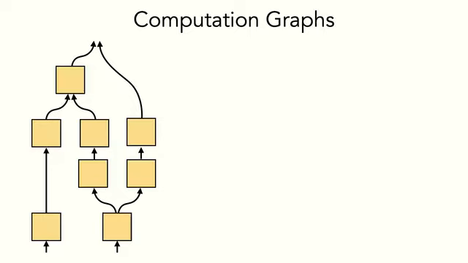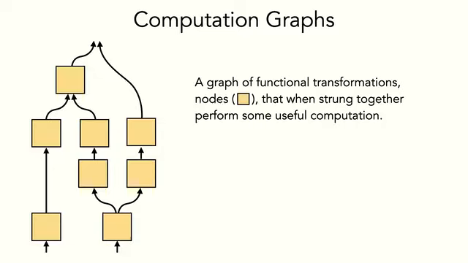Cool, so I'm going to move on to talking about computation graphs. We're going to try to think of all this from the perspective of differentiable programming. Essentially here, you're talking about a computation graph. This is something like a graph of different functional transformations. Each of those functional transformations is a node in the graph. And when you string all of those together, you can perform some useful computation. So intuitively, maybe this is some sort of decision tree, right? That's a very simple version of a graph of functional transformations.